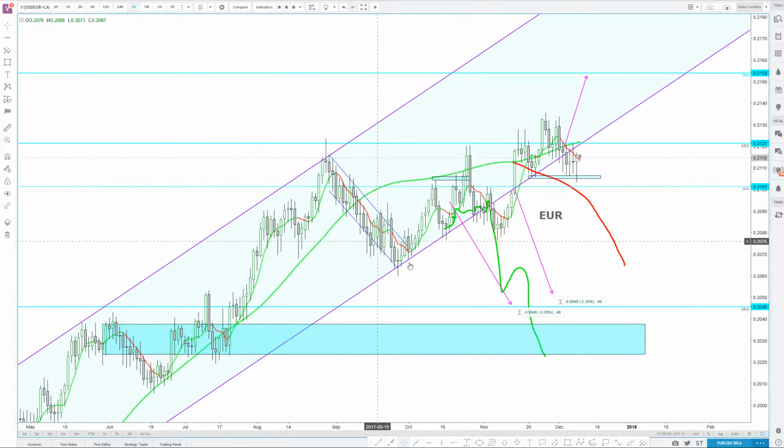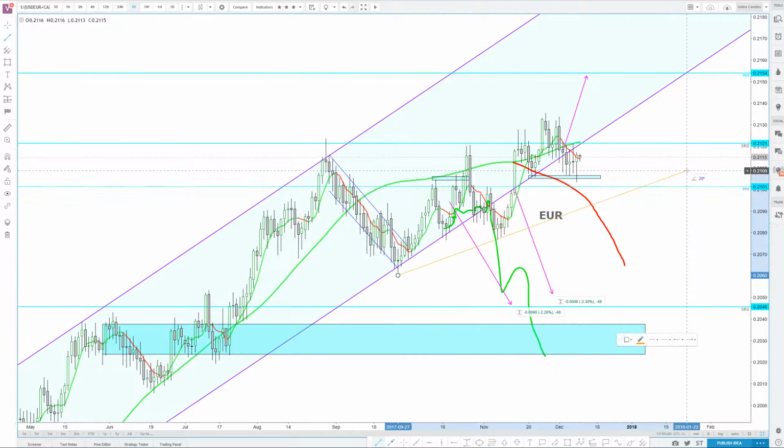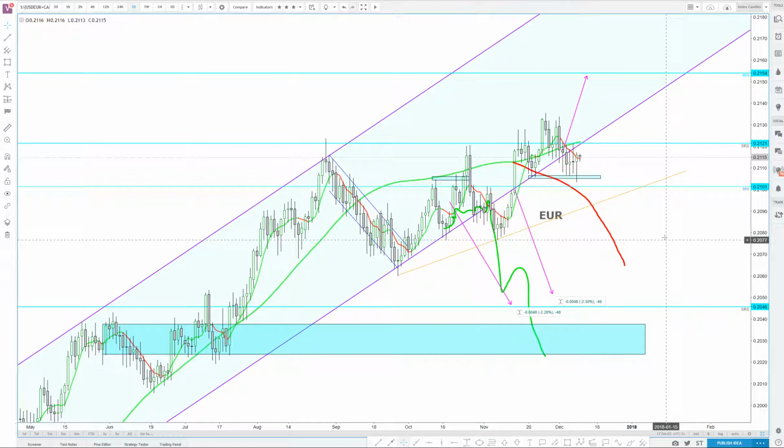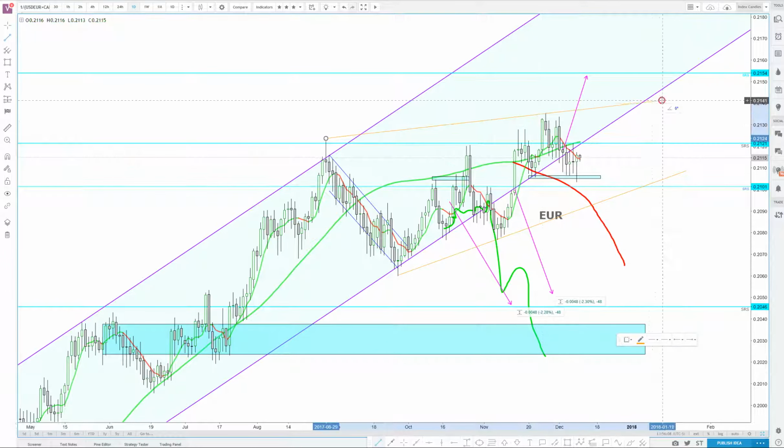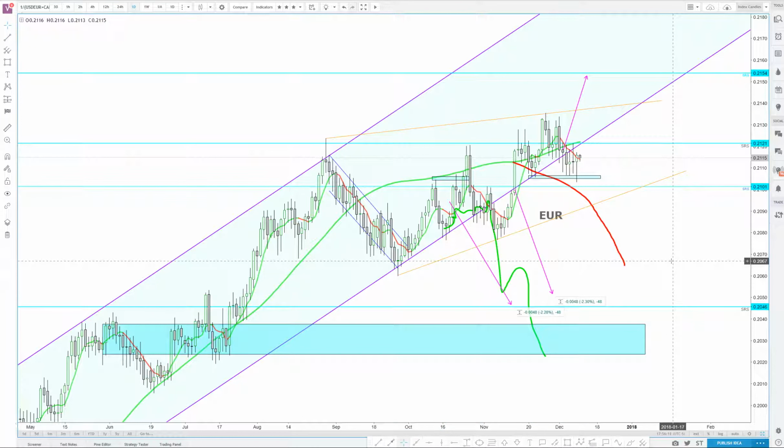We have this kind of an ascending triangle, and we can start connecting some of these. All right, so still looking for that breakout. I don't think we're done yet. I'm gonna write down euro up for this week.